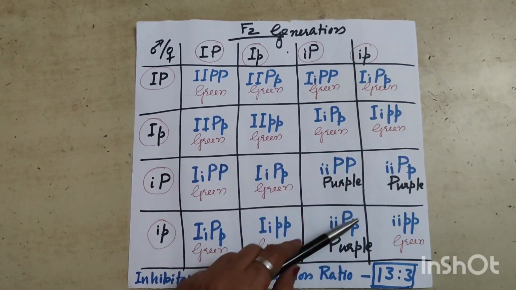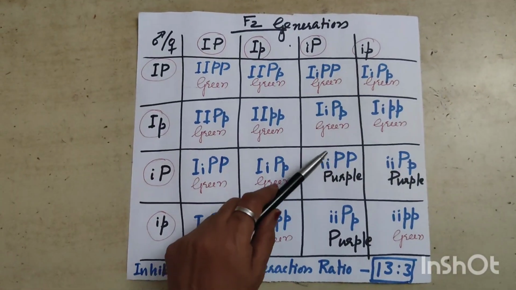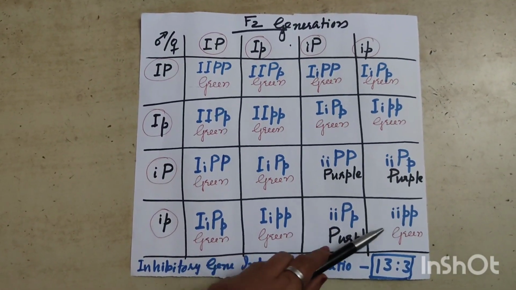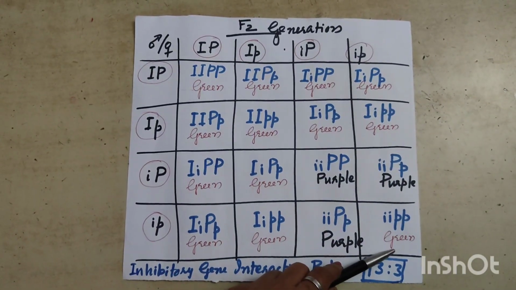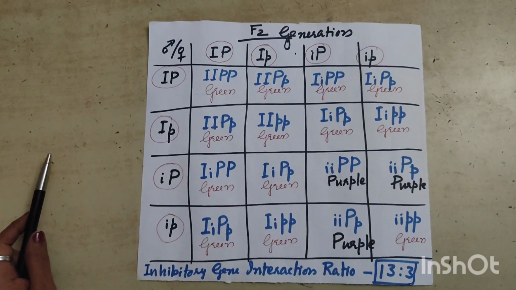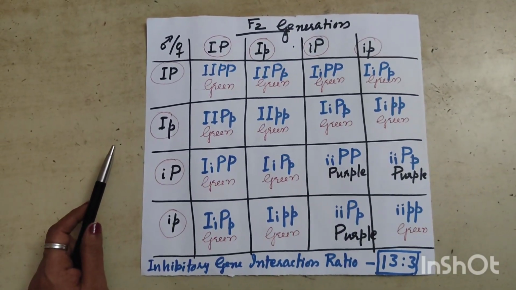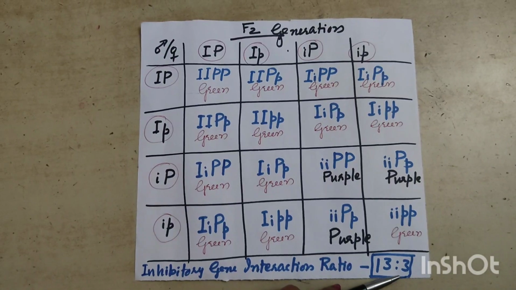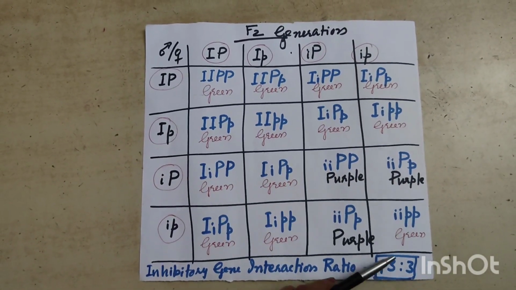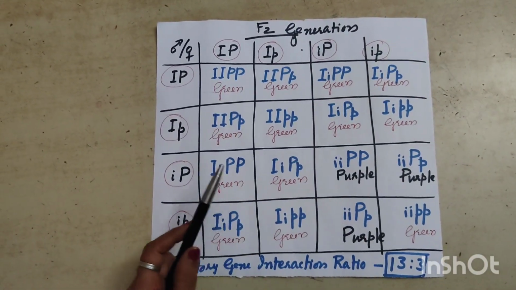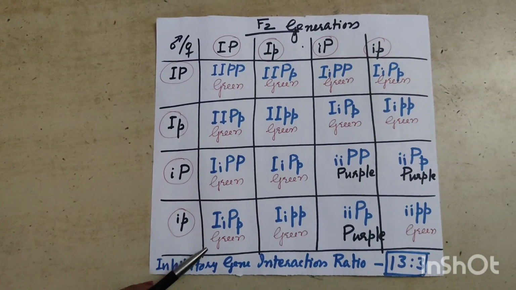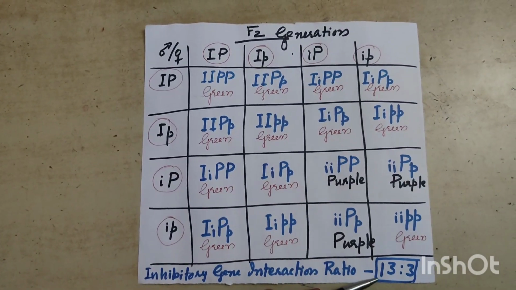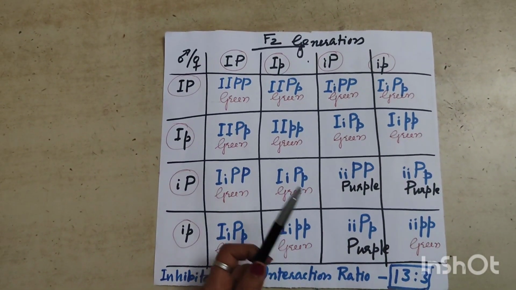Here capital P is present in all these 3 cases. At the same time, capital I is absent. I had shown this using the scalpel and brush. Hope you remember. Here it is double recessive and it is also green in color. So you can see the dihybrid Mendelian ratio 9:3:3:1 is now converted to 13:3 because of the special kind of inhibitory gene interaction. So once again, inhibitory gene interaction means the expression of one gene is inhibited by another gene. This is the phenotypic ratio of inhibitory gene interaction, that is 13:3. Hope you understood. Thank you.